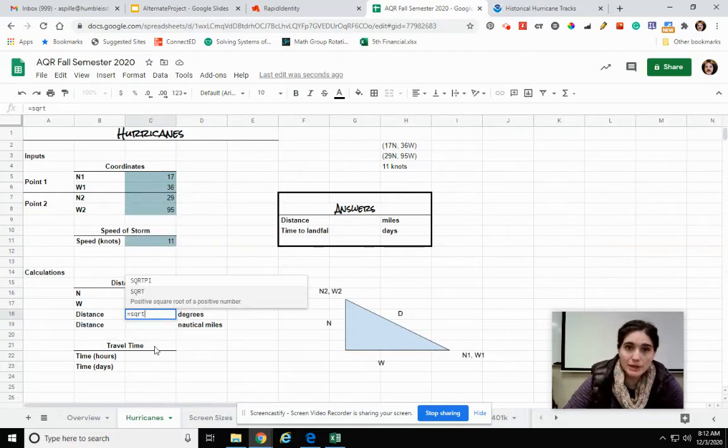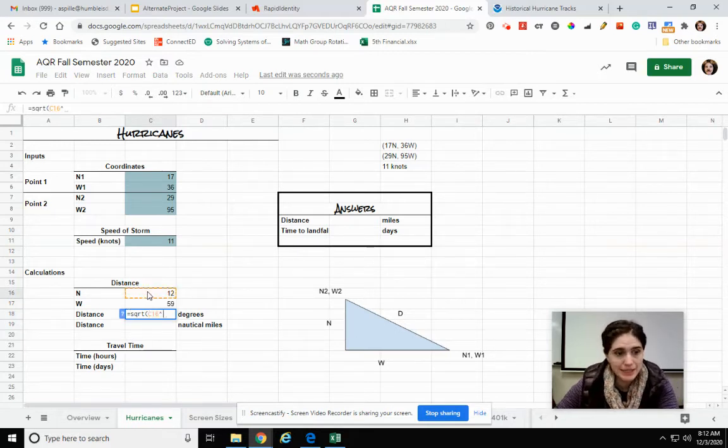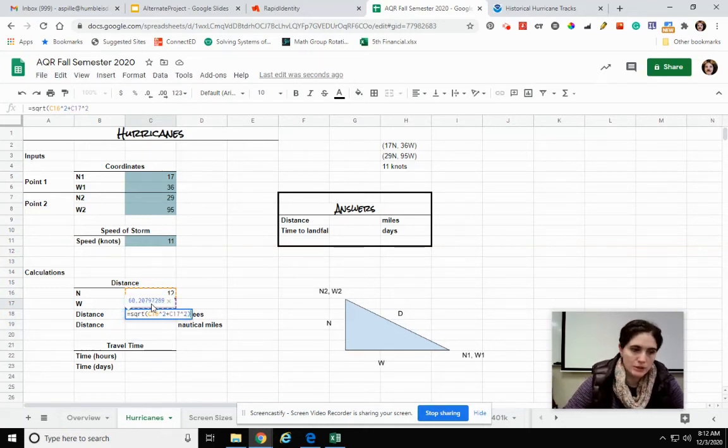I'm going to open parentheses. I'm going to click on my n value. I'm going to square that. So that's shift 6. That gives me my little caret squared plus. And then I want to click on this one, shift 6, and the number 2, close parentheses. So this shows me square root of n squared plus w squared. That's what we want. And that gives me 60.2079, blah, blah, blah.